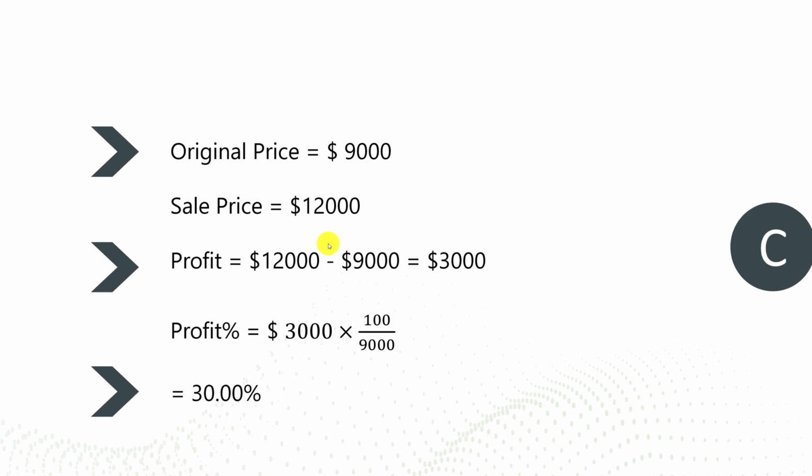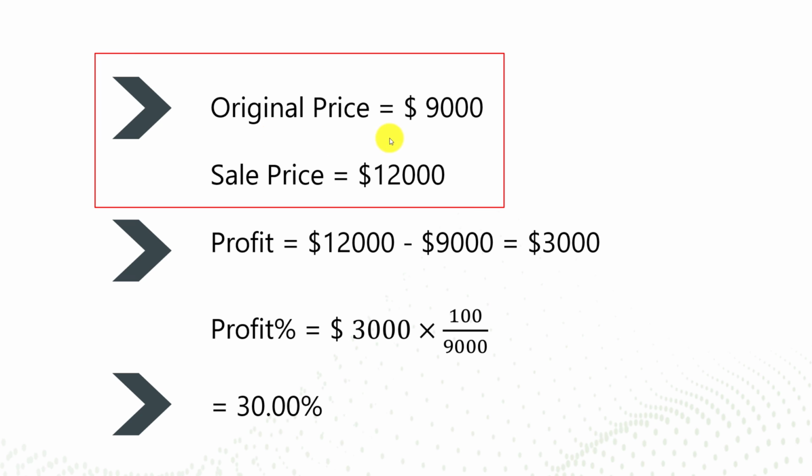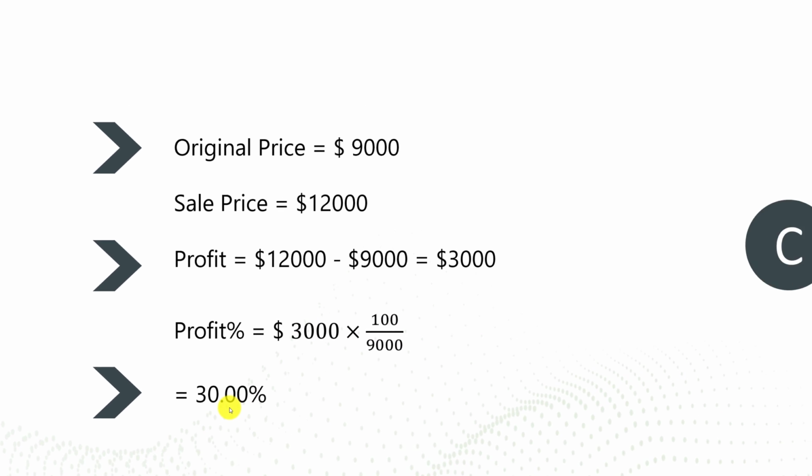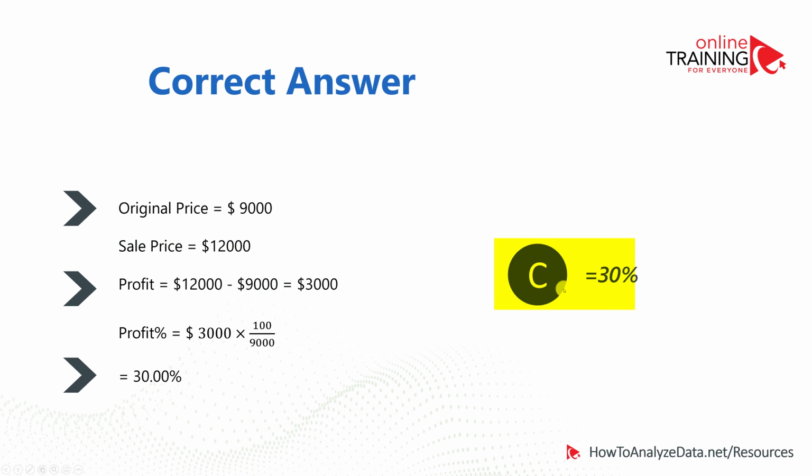Let's recap. The original price for the vehicle was $9,000. The sale price was $12,000. The profit is $3,000 and is calculated as $12,000 minus $9,000. The profit percentage is calculated as $3,000 divided by $9,000 and multiplied by 100, and is the equivalent of 30%. So choice C is correct. Did you get this one right? Please share in the description of this video if you got this one correctly.